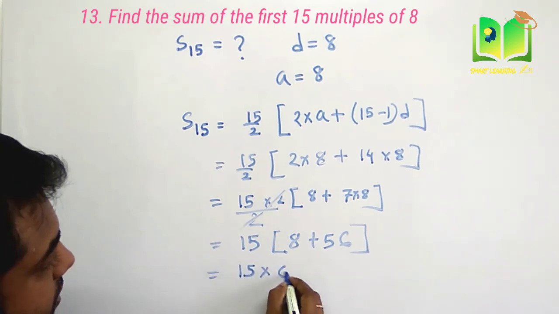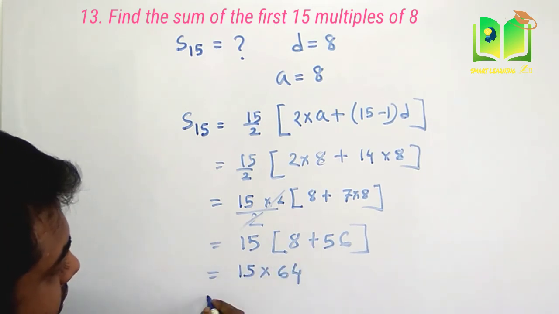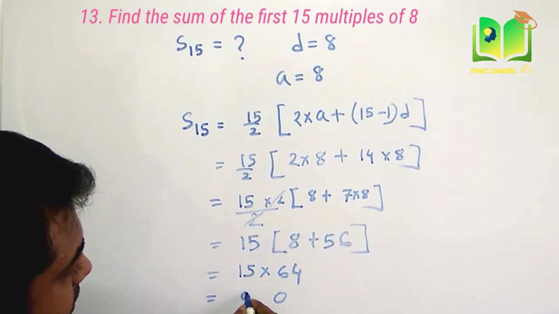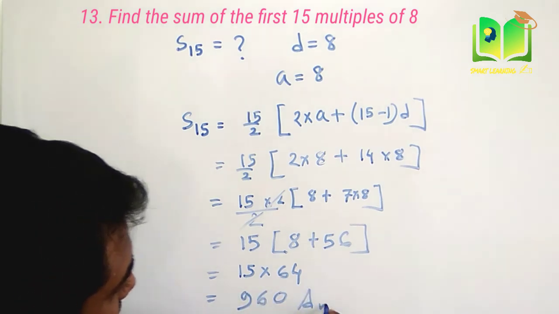Here 2 gone, 15, and here 8 plus 56, 15 into 64. So this is your answer. Okay.